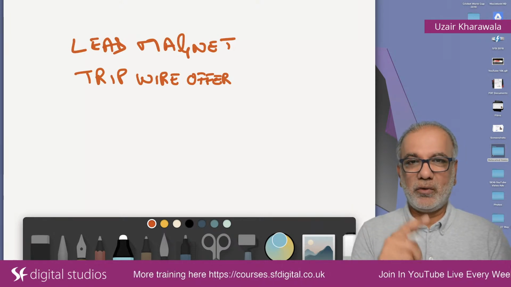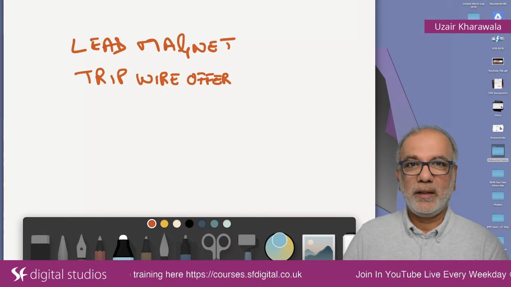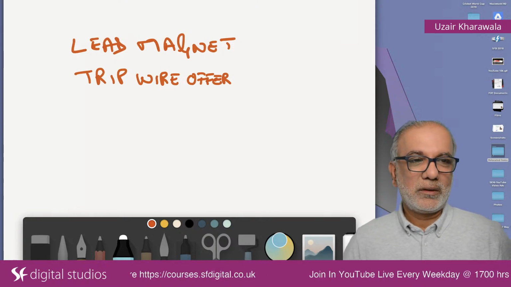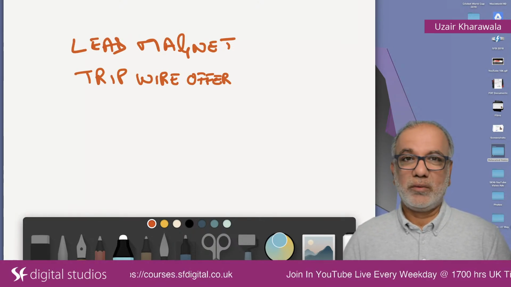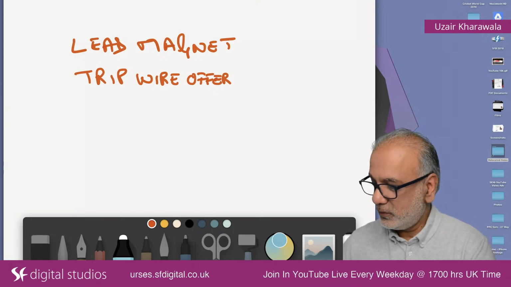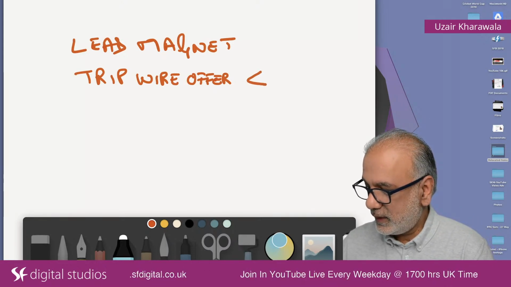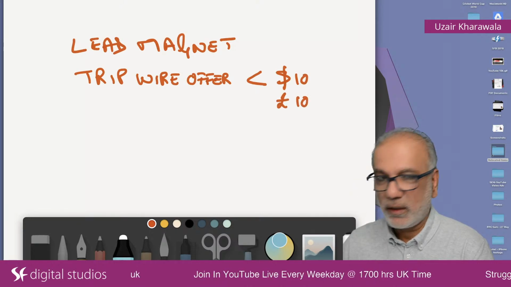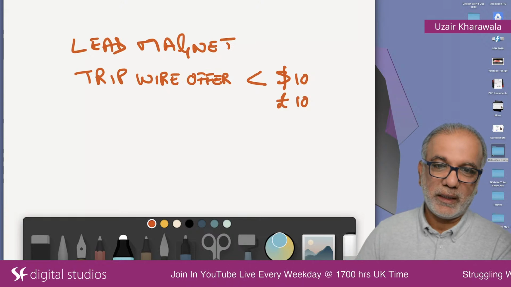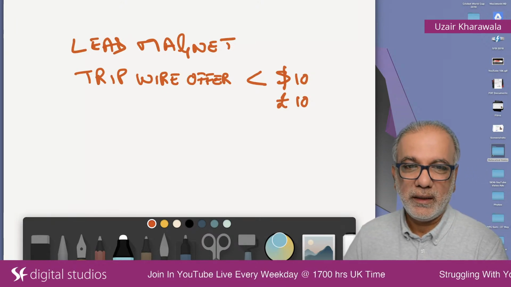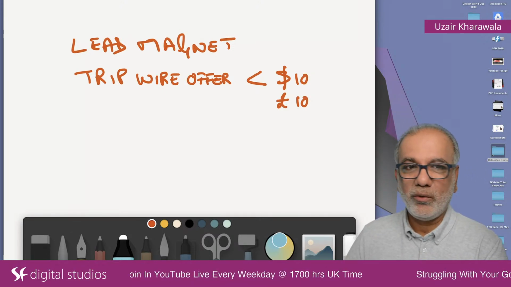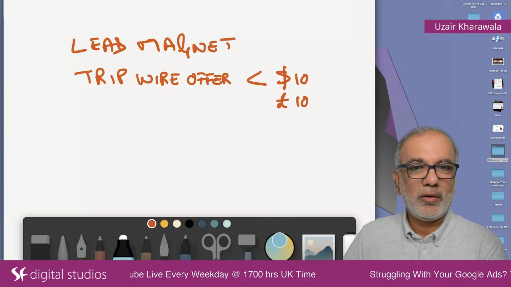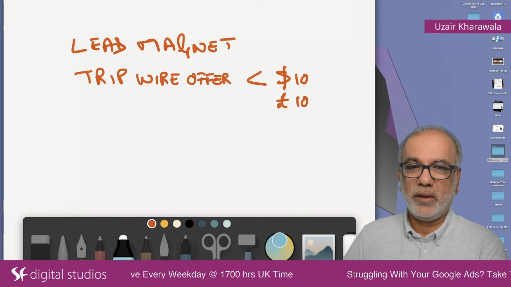And that is what the tripwire offer needs to be, that people do not hesitate one bit and they think, oh, this looks great value, or this looks very interesting, I'm going to buy it. Usually less than $10 or £10 or whatever currency you're in, you can convert that. Keep it in single figures, so they don't need to get permission from their boss or raise a purchase order or anything like that.